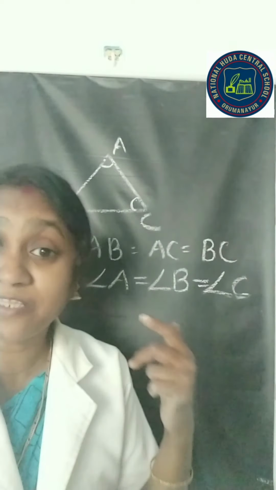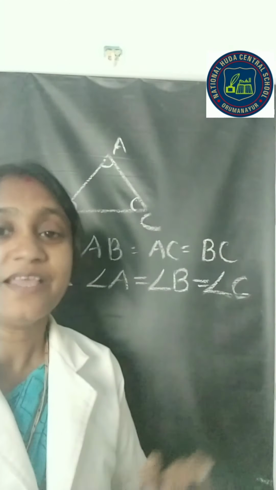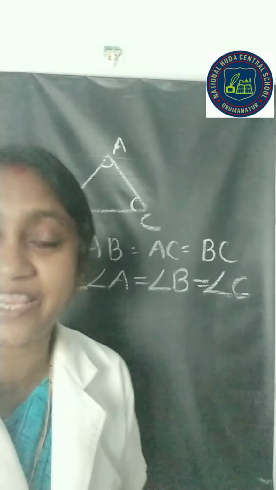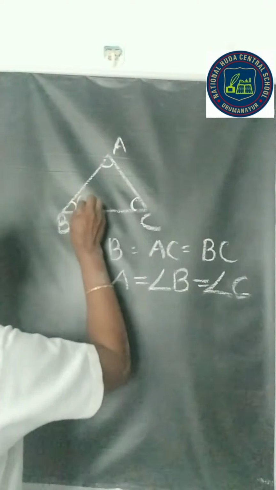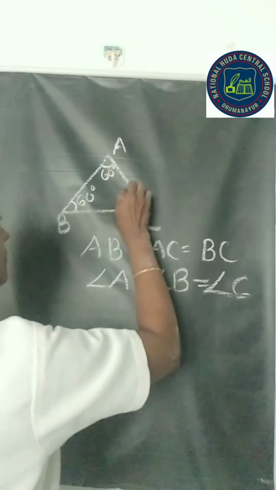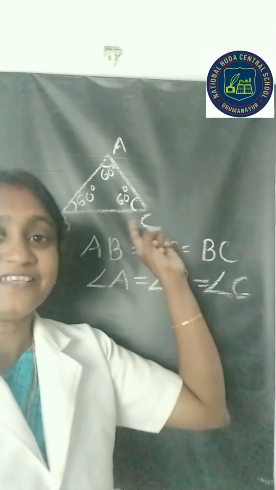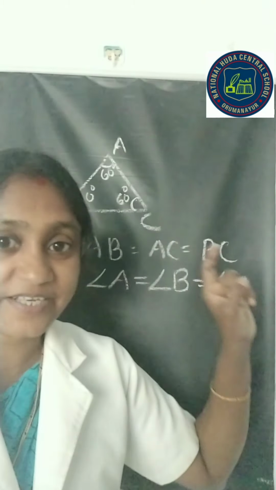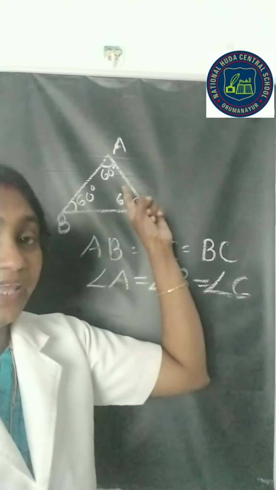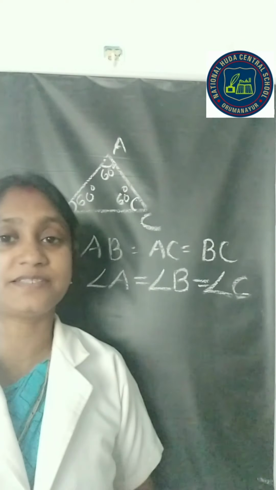So, what will be the measure of these angles? We know that the total measure of the three angles of a triangle is 180 degrees. Therefore, each angle will be 60 degrees. That is, this is an equilateral triangle which has three equal sides and three equal angles.